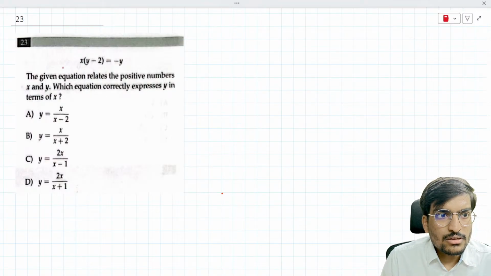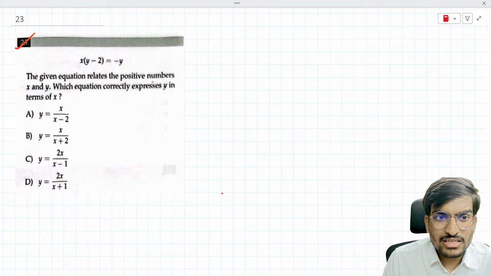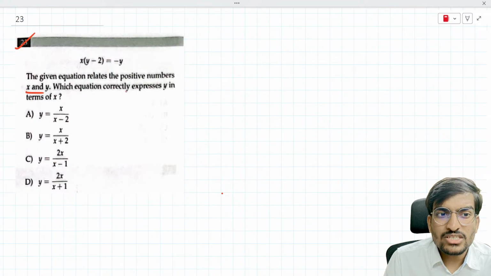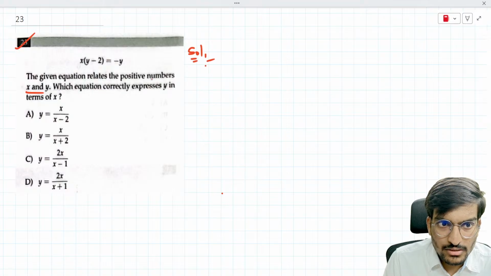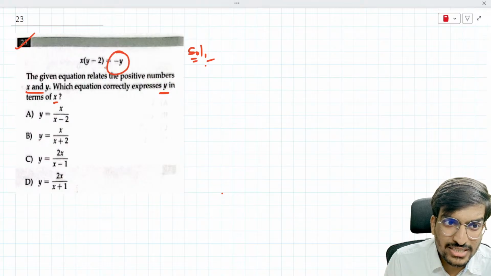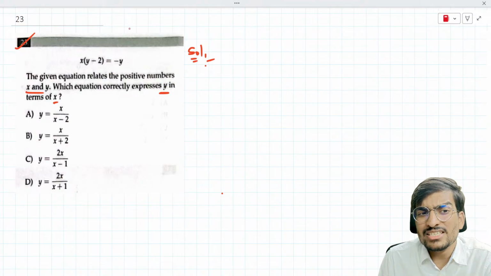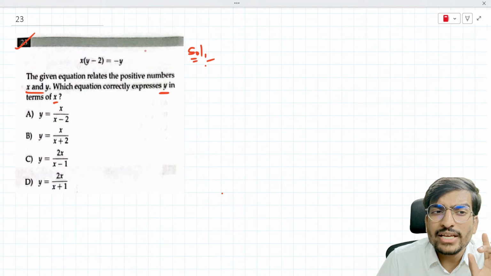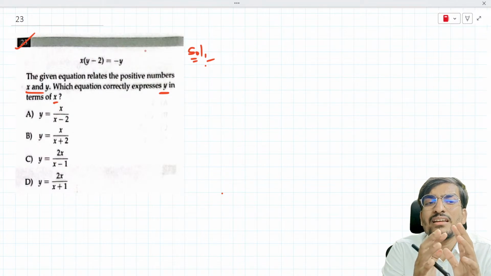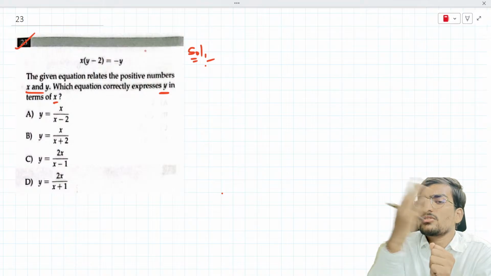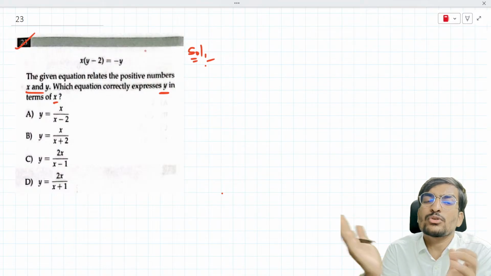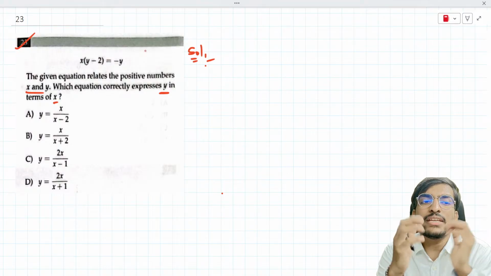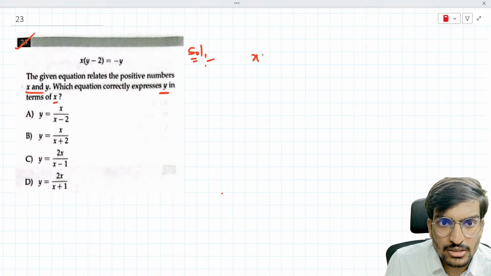Yes, 23. The given equation relates the positive numbers x and y. Which equation correctly expresses y in terms of x? You need to get the value of y. We did a question similar to this, where we have two y terms. When we have two y terms, we have to put those y terms together, take y out common, and forward the other thing, and then you'll get the value of y. Let me solve it. You'll understand what I'm trying to say.